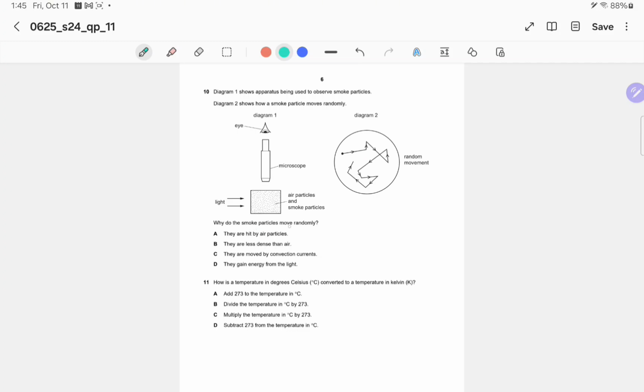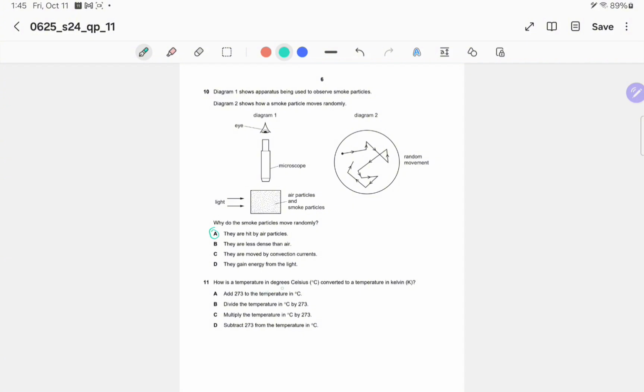Why do the smoke particles move randomly? According to Brownian motion, air particles move randomly in all directions with random speeds. When they hit a smoke particle, they cause the smoke particle to move in a random motion. So it is just the air particles hitting the smoke particle that makes it move.